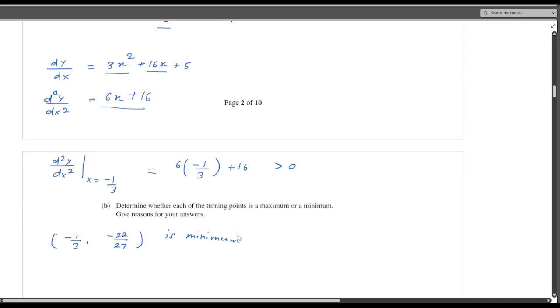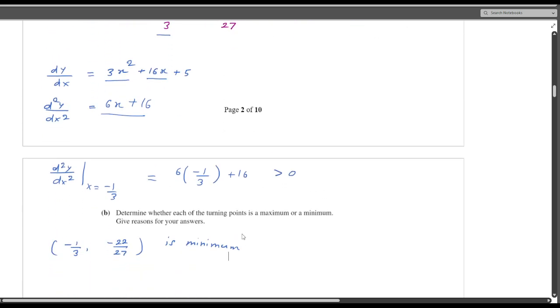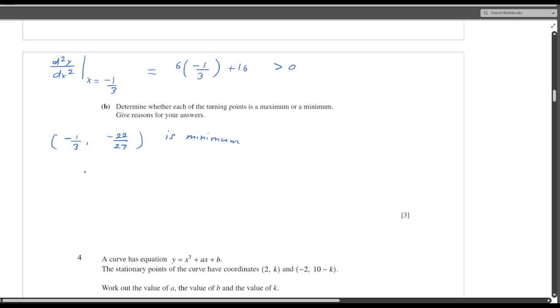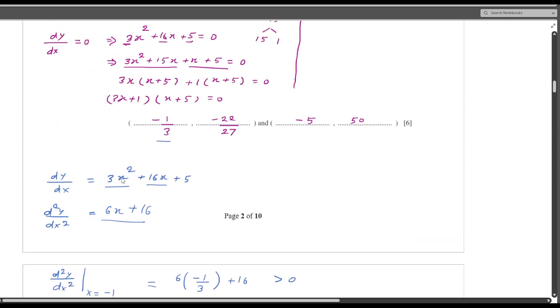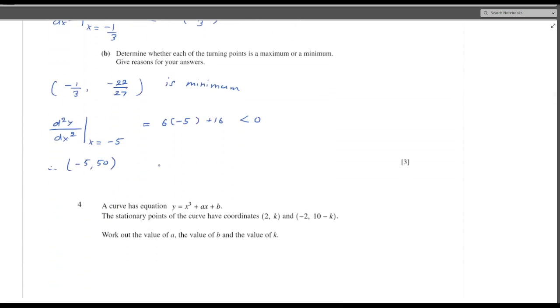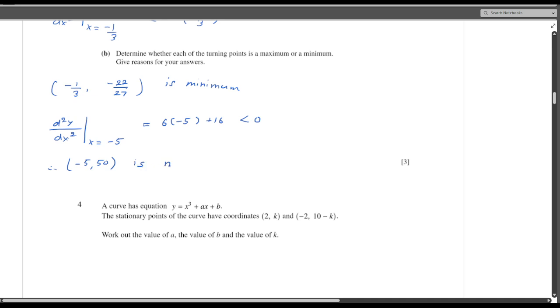Okay, again I will find what is the answer when x is minus 5. So d square y by dx square when x is minus 5 will be equal to 6 times minus 5 plus 16. Now this time definitely this is less than 0, and therefore the point minus 5 comma 50 is maximum.